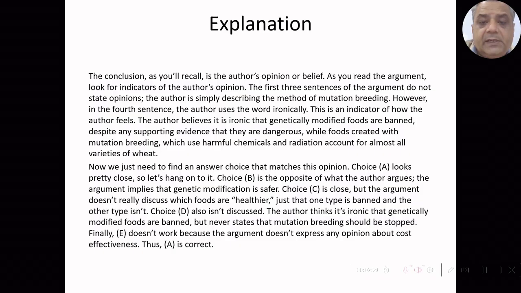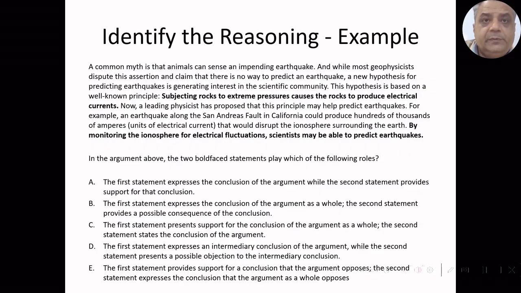Choice D also isn't discussed. The author thinks it's ironic that genetically modified foods are banned but never states that mutation breeding should be stopped. Finally, E doesn't work because the argument doesn't express any opinion about cost effectiveness, thus A is correct. So let's move on to the next sample question.